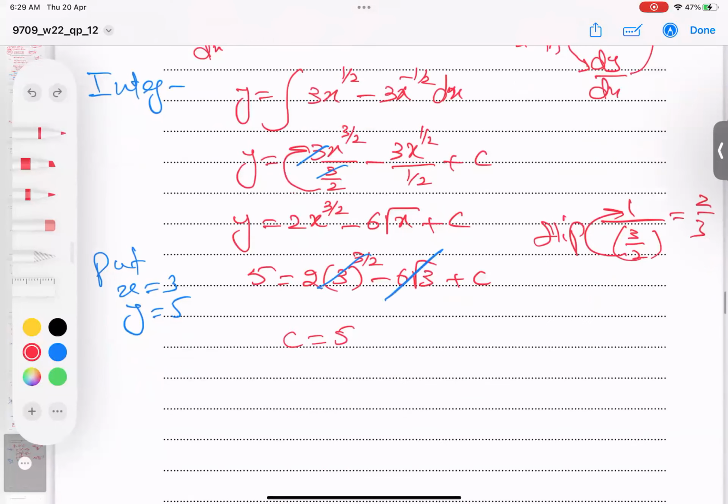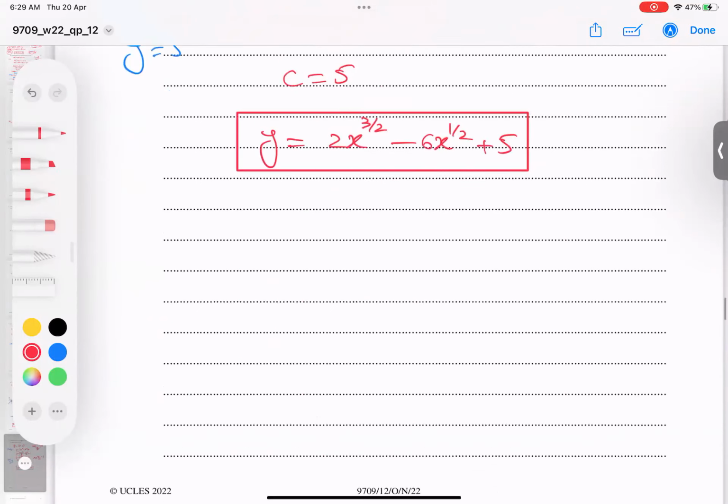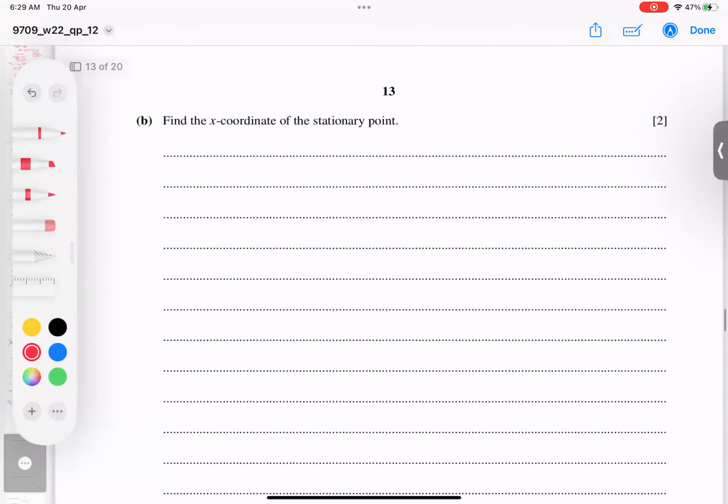Plug it back into the equation here. So what is the y value, students? y equals 2x to the power 3 over 2 minus 6x to the power half, or root x, plus 5. So Alhamdulillah Rabbil Alameen, the point is very, very clear. Let's go for the next question.